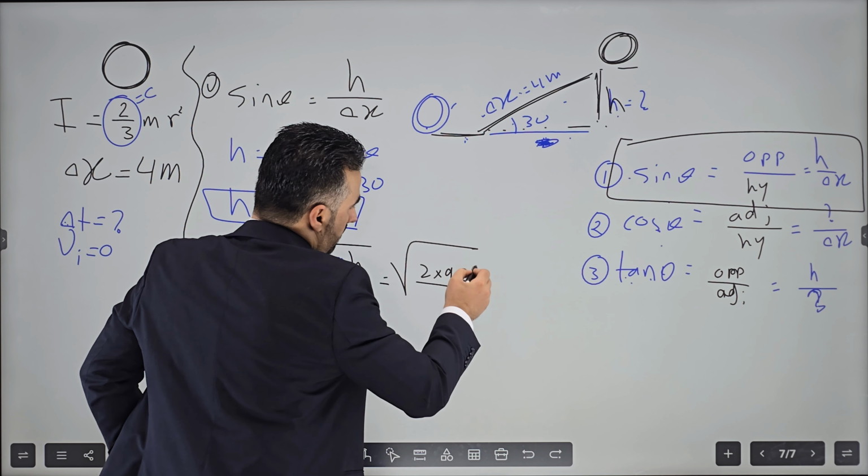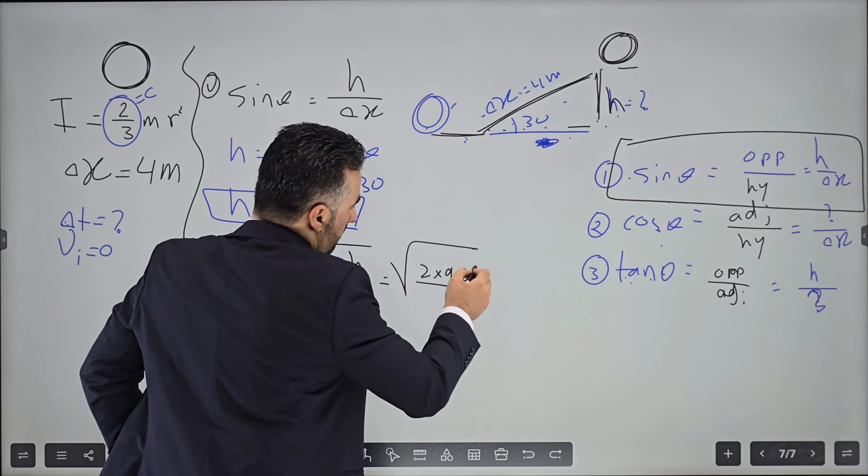Let's do these numbers and see what it is equal to. That is 2 times 9.81 times 2, that is the height, over 1 plus 2 over 3. The answer is equal to 4.85. So the V final, tangential final, is equal to 4.85 meters per second. That is the final velocity at the bottom of the incline here. That is the second thing here.